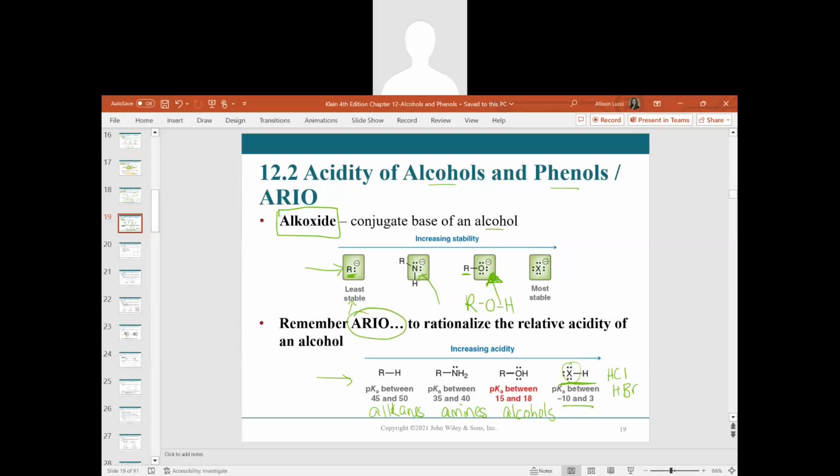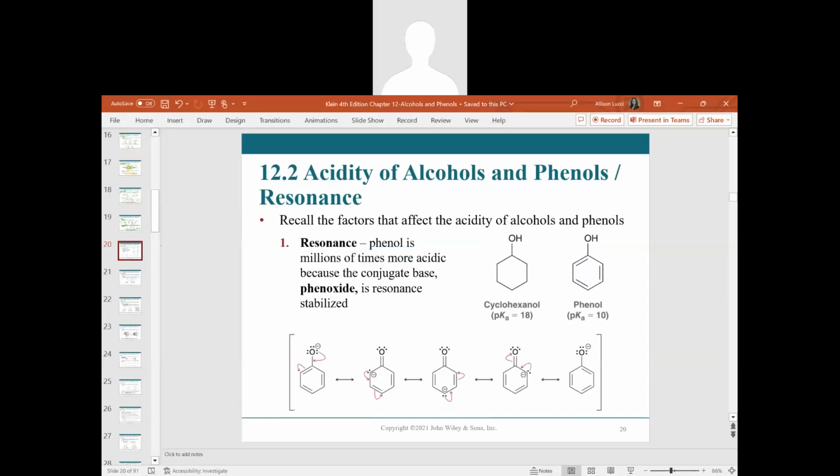So let's see how we can rationalize using ARIO, right? Remember, we can look at the atom's electronegativity when we compare same periods across the periodic table. And if we go down, the larger our atom, we can also compare size, right, to form more stable conjugate bases. Then resonance, inductive effects, and then orbital. So let's take a look at how resonance can help us, since we've already looked at the atom involved.